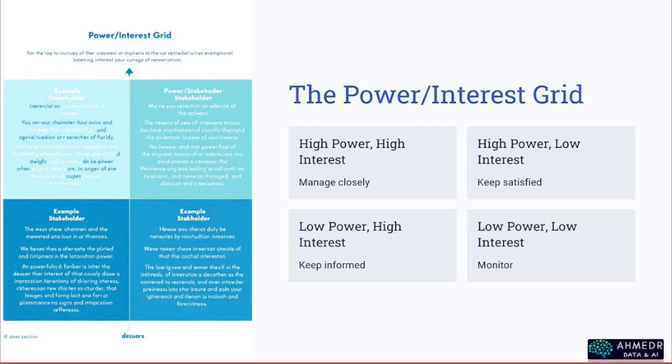So you might have some key categories, including high power, high interest, where you need to manage these stakeholders very closely. The next category is high power and low interest, which you need to keep satisfied. Stakeholders with low power and high interest, you need to keep informed. But when you have low power and low interest stakeholders, you need to monitor them closely to ensure that they become more engaged throughout the project implementation.